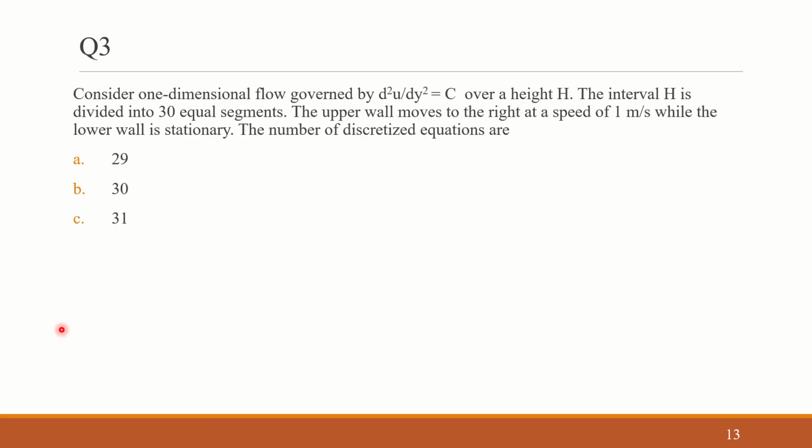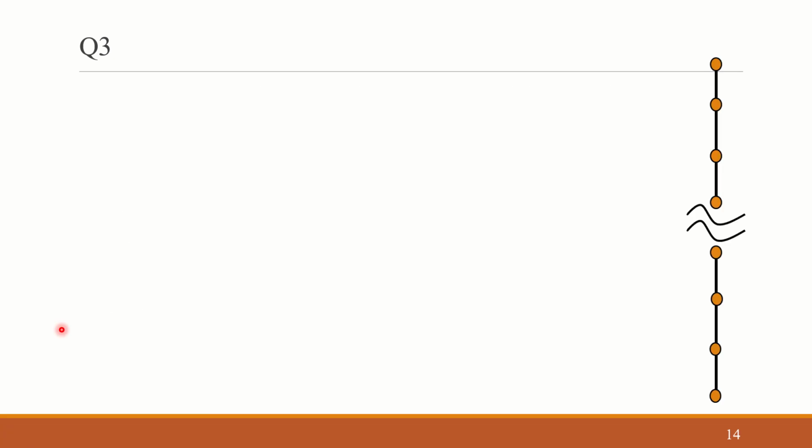Option A is the answer. That is, 29 is the answer. So how will we see that? For example, we just take this segment alone. How many segments are there? We have divided it into three equal segments. And how many discretized points have we got? 1, 2, 3, 4. For dividing a one-dimensional system into three equal segments, we have got 4 points.